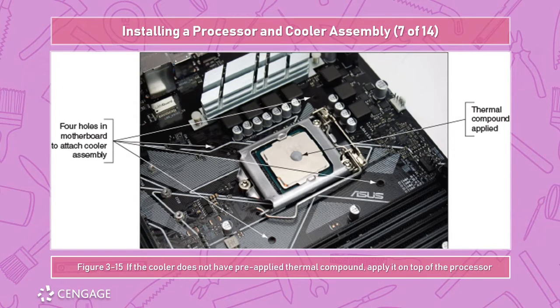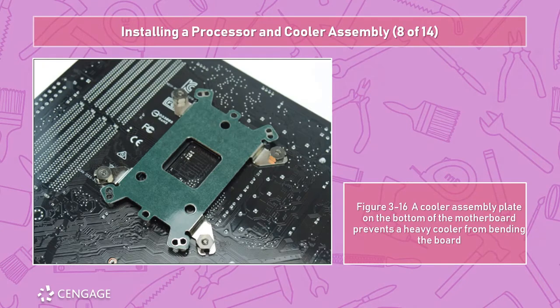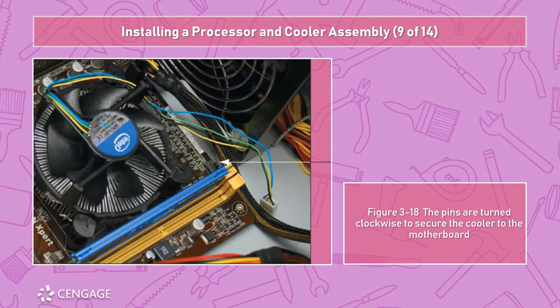You can see here the holes on the motherboard. This is where we would attach the cooler assembly. In certain cases, you may see little posts that come up through these holes, and that's because that backing plate usually has little stems that the locking pins will then thread into. Here we see the assembly plate I was talking about, just that backing plate to make sure that the board isn't damaged by a heavy cooler or awkward positioning.